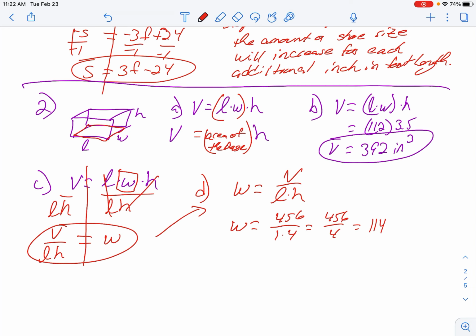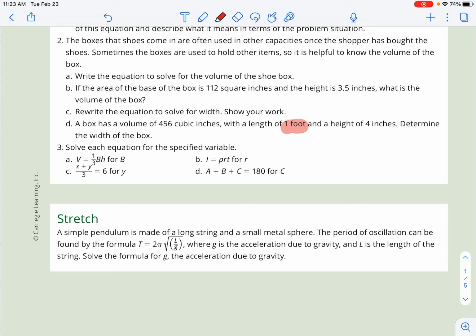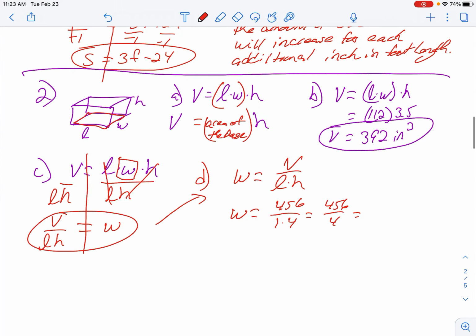Hold on. So I made a mistake on this. It's not 1, because that did not make sense for a shoebox here. So I was about to say 112, but I thought, that seems weird for the width of a shoebox. As I go back and read more carefully, and this is an easy mistake to make, this is feet, this is inches. I need to be in the same units. So we know that 1 foot makes up 12 inches. So I need to actually replace that 1 foot in the problem as 12, because the other 2 units are in inches. So 12 times 4 is giving me 48.